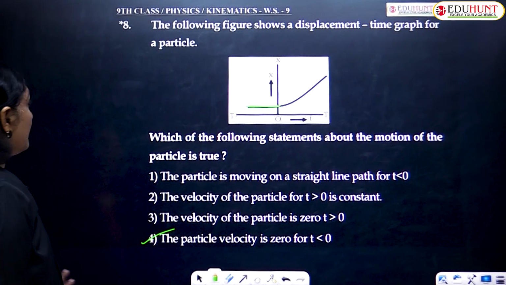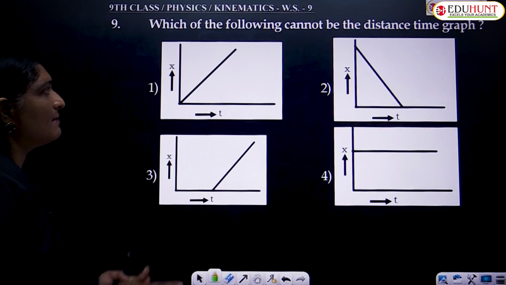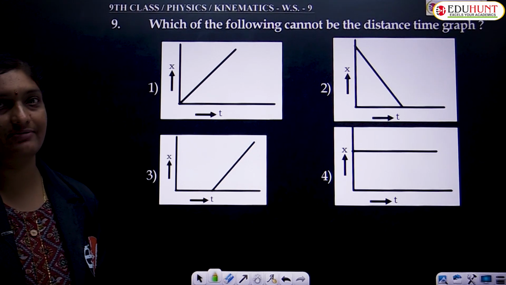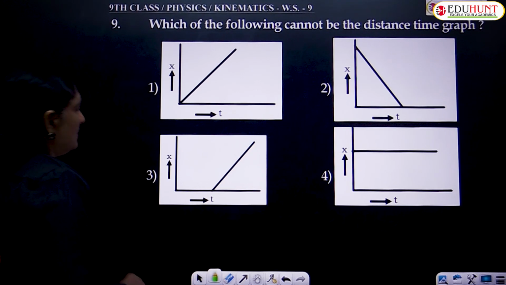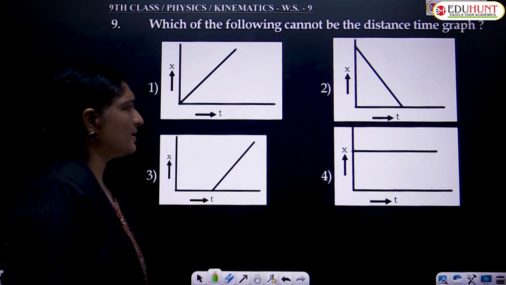Okay. Next, children, which of the following cannot be a distance-time graph? For a distance-time graph, I told you earlier that it can never have a negative slope. Positive slope is possible. Here also positive slope is possible, started at some later time.